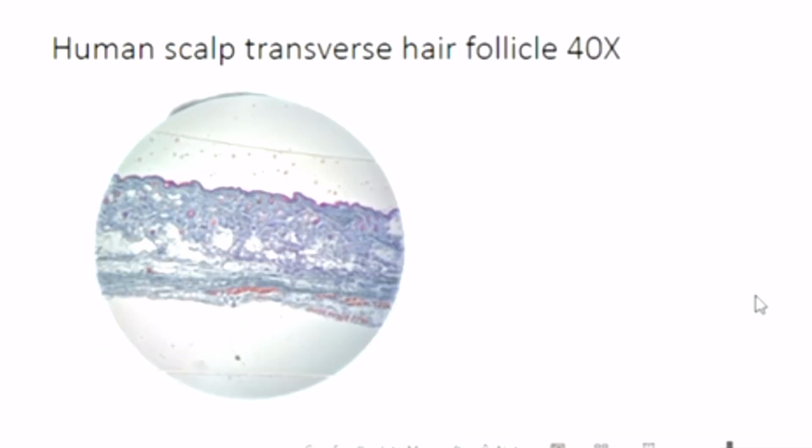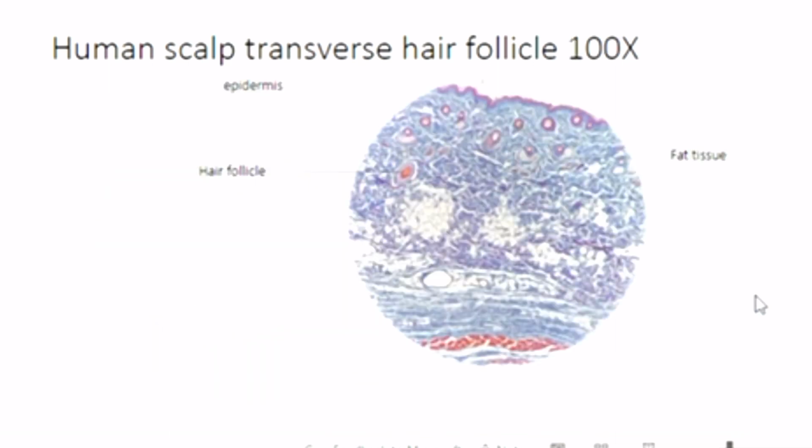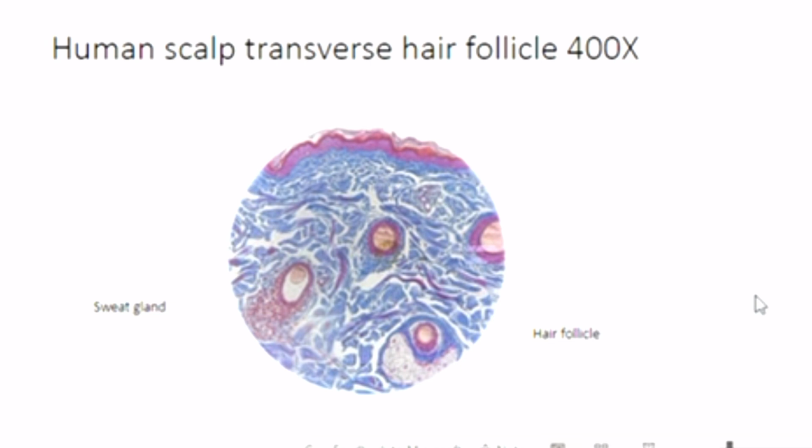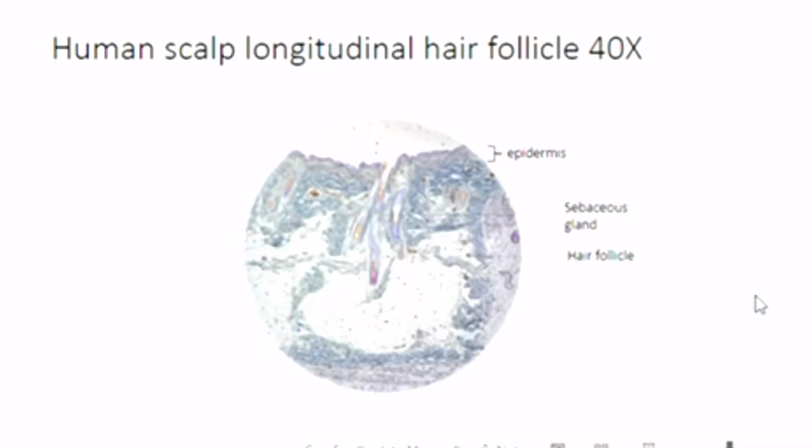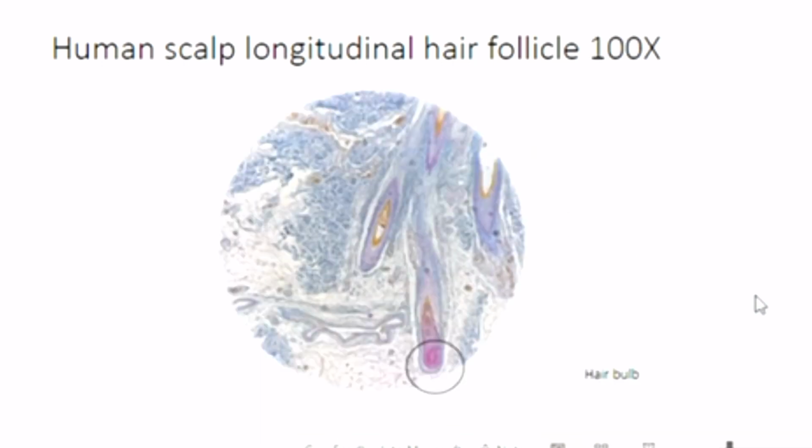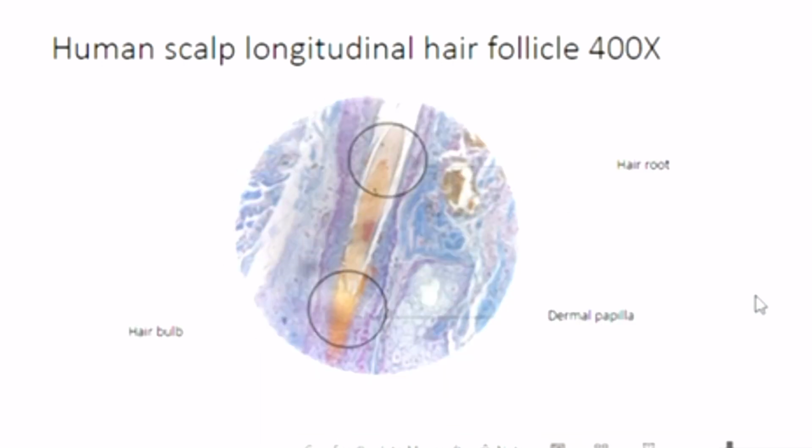And for the human scalp transverse hair follicle, this is how it looks in 40x. They have epidermis, hair follicles, and fat tissue. They have sweat glands, which produce sweat, hair follicles, the epidermis, and sebaceous glands. And this sebaceous gland basically produces sebum, and there are hair bulbs, hair root, and dermal papilla.